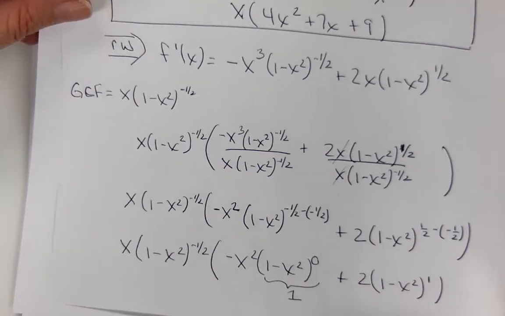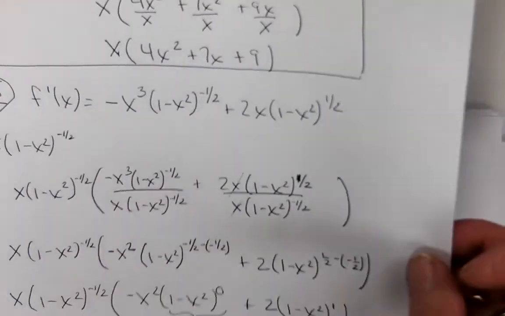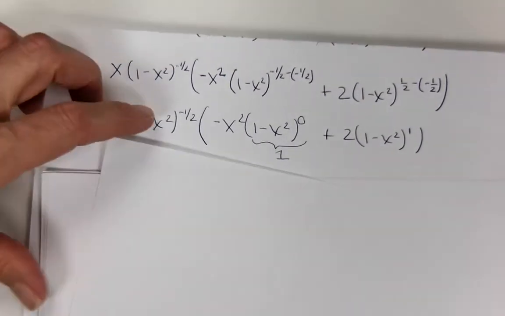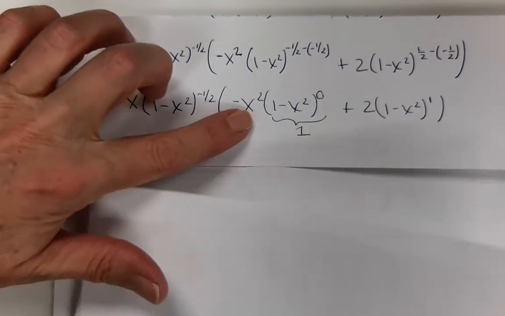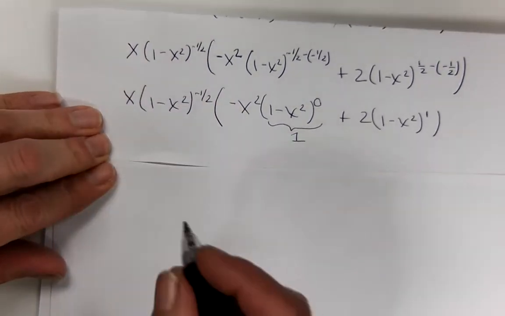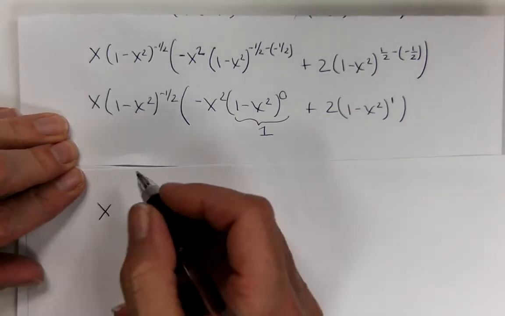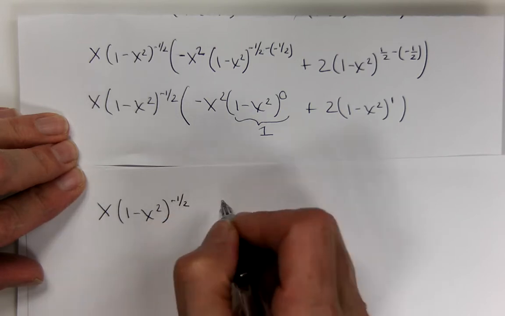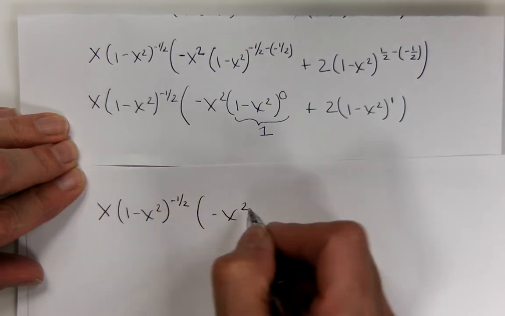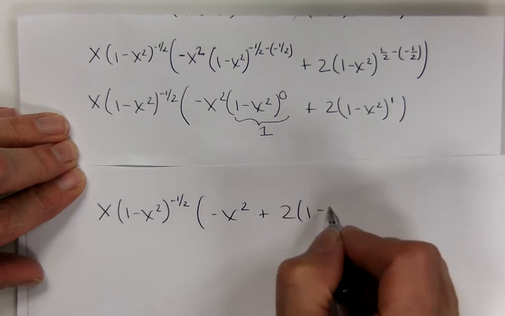Moving up. Give me a second. I can't quite make this fit on the screen, so I'm going to fold the paper. Okay. So certainly I'm showing lots of extra steps, but I want to make sure you know what's going on. So we have now x times 1 minus x squared to the negative 1/2 power, and then we have negative x squared plus 2 times 1 minus x squared.